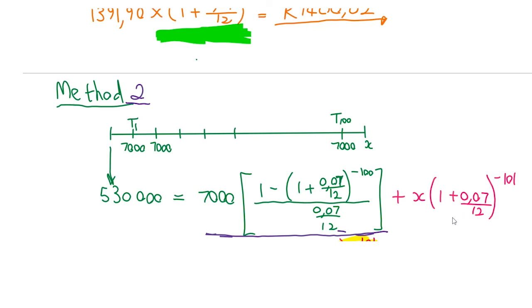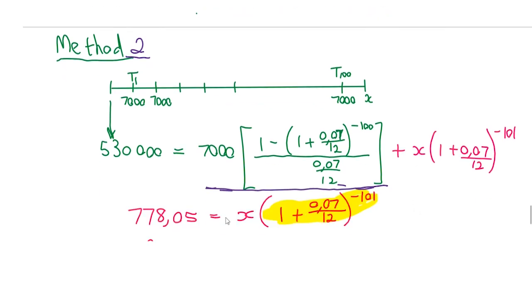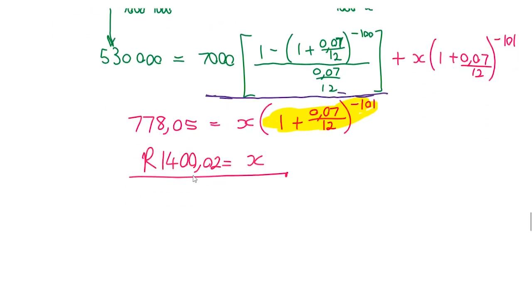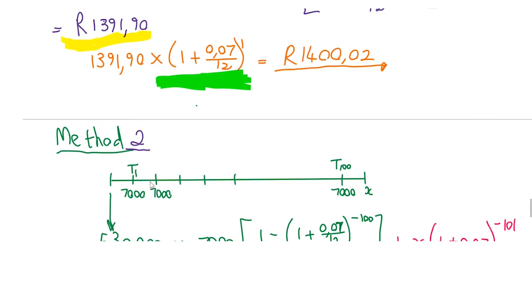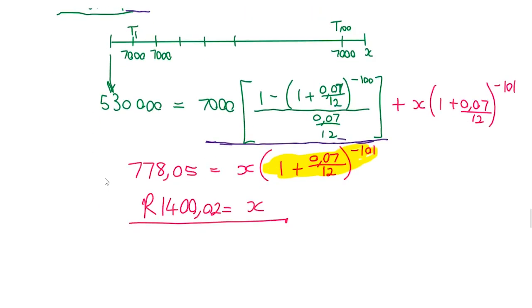And so it's 1 plus 0.07 over 12 to the minus 101. And now we simply solve for x, right? If we work out this stuff and subtract it from 530,000, we get 778 Rand and 5 cents. And then if we divide both sides by the stuff that is highlighted in yellow, we get 1,400 Rand and 2 cents, which is exactly the same answer we got last time. Right, you choose. I suspect the first method is maybe more obvious, but both actually make perfect sense.